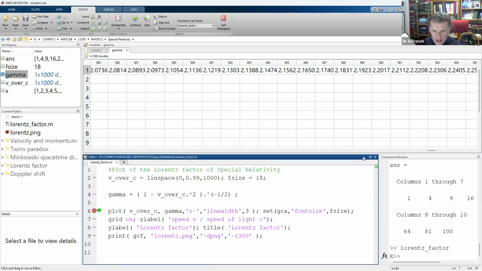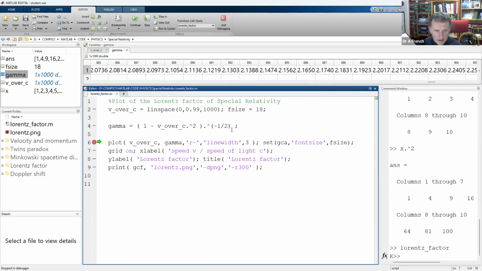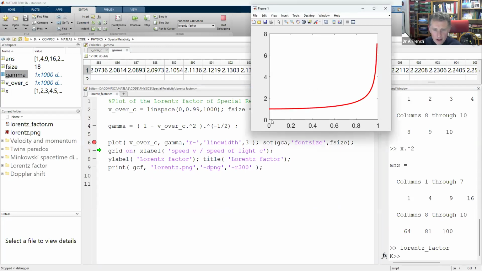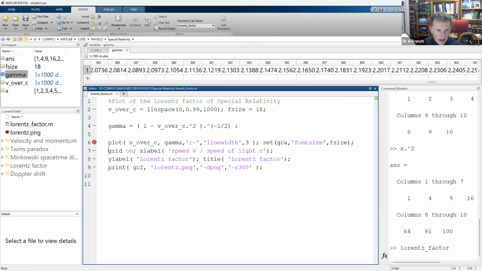If we then get this and plot it, I'll keep stepping this. So we've made a plot. There's my plot. Of course, it's a piece of art at the moment. We need some axes. If I keep stepping, in the next line I'm going to put a grid and I'm going to label it speed V.